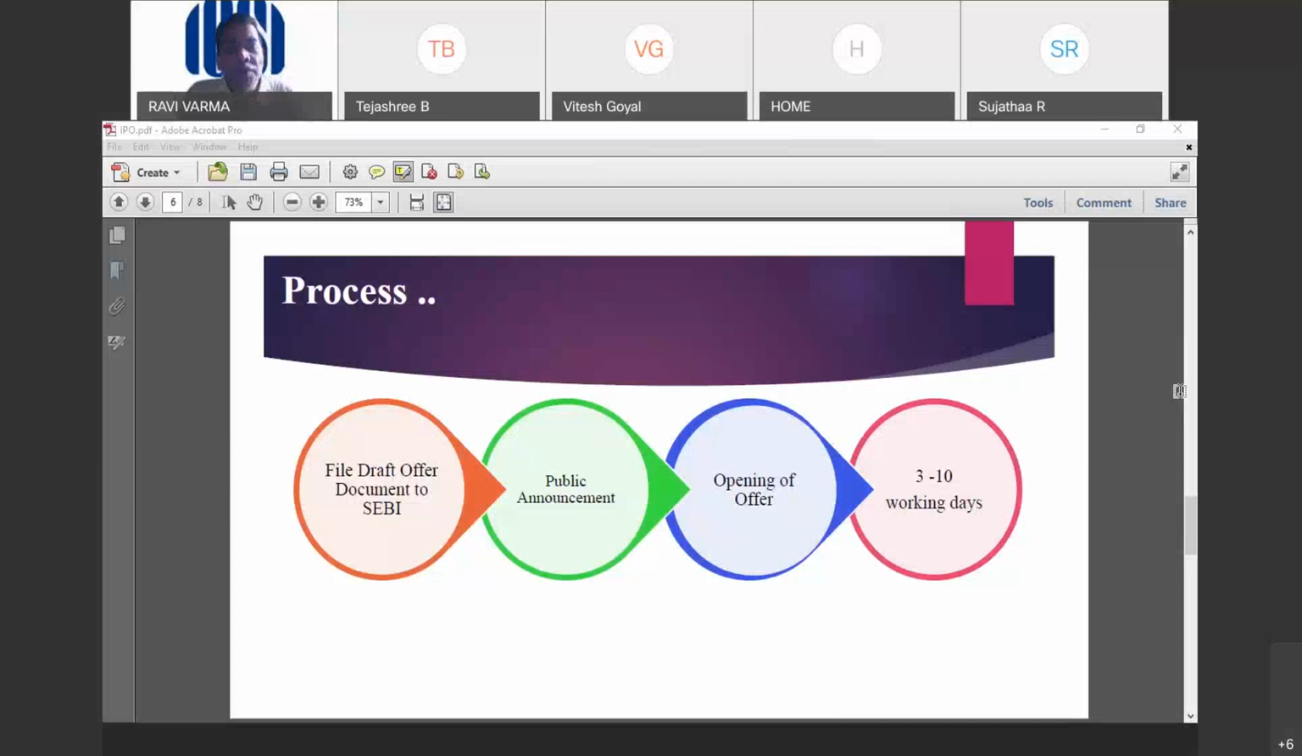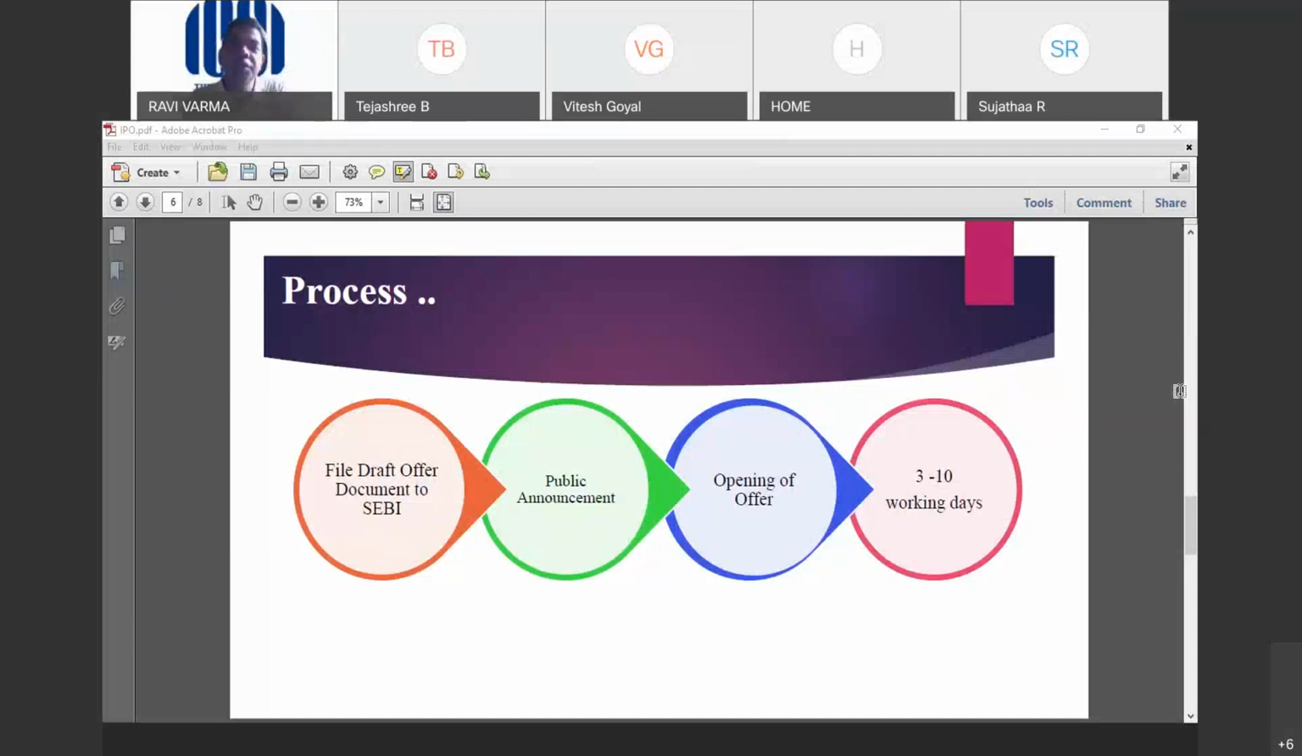And in fact, in the offer for sale, that letter of offer, we generally use the word letter of offer. These are all called offer documents. Please do not confuse between the offer document and the letter of offer. Because at times people do say LOF is different, offer document is different. No, both are same. Right?